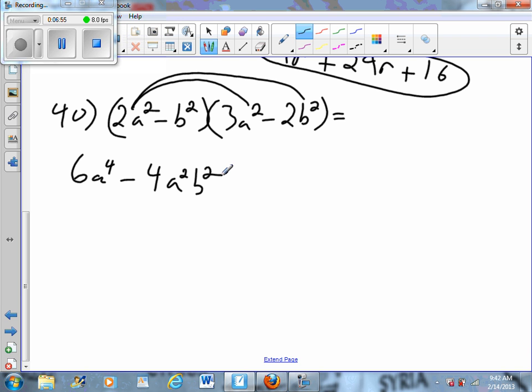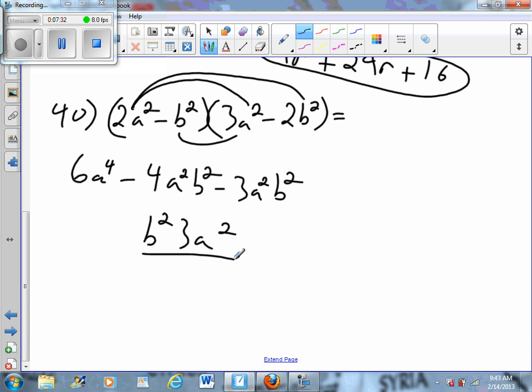Now we've got to go to the two inner terms here. Okay? Negative b squared times a positive 3a squared. Negative 3a squared b squared. You might be tempted to say b squared 3a. Some of y'all would do stuff like that. You would write b squared 3a squared. That's really not how you want to express the combination of terms under multiplication. You always want to put the numeric part first and the literal or the letter parts in alphabetical order. So not this, but you want to keep it here.